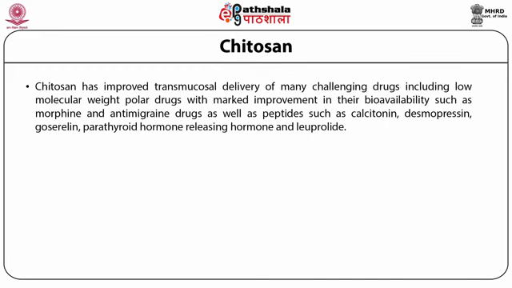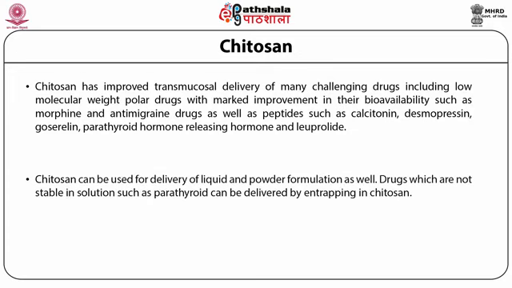Chitosan has improved transmucosal delivery of many challenging drugs, including low molecular weight polar drugs with marked improvement in their bioavailability, such as morphine and anti-migraine drugs, as well as peptides such as calcitonin, desmopressin, goserelin, parathyroid hormone releasing hormone, and leuprolide. Chitosan can be used for delivery of liquid and powder formulation as well.